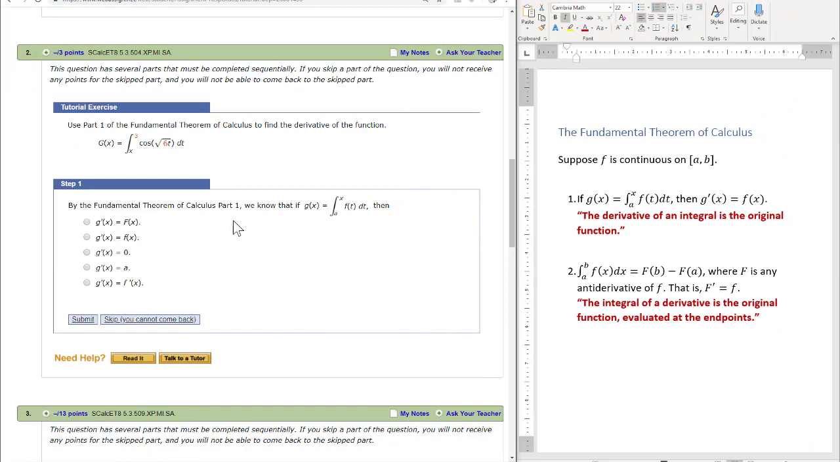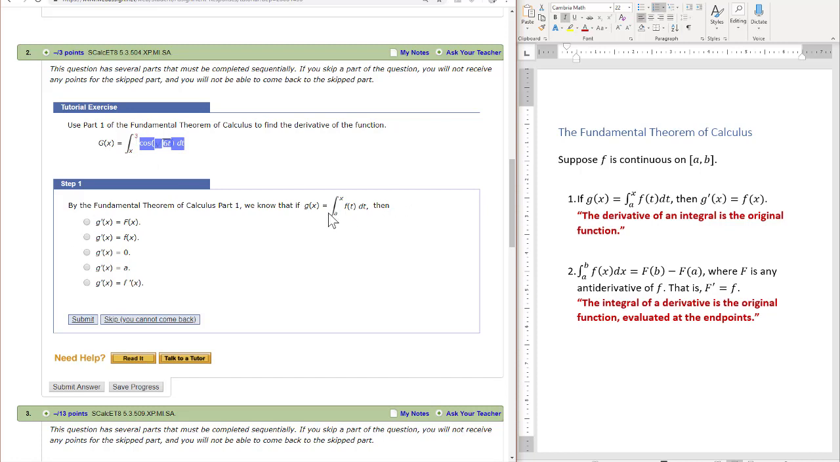Let's take a look at a problem from your lab assignment, section 5.3. It says use part 1 of the fundamental theorem of calculus to find the derivative of the function, capital G of x, equal to the integral of cosine squared of 6t dt, and we're taking the limits from x to 3.